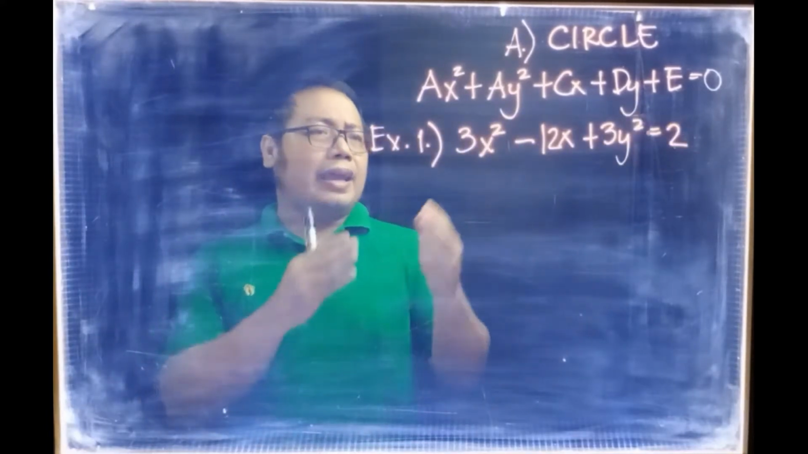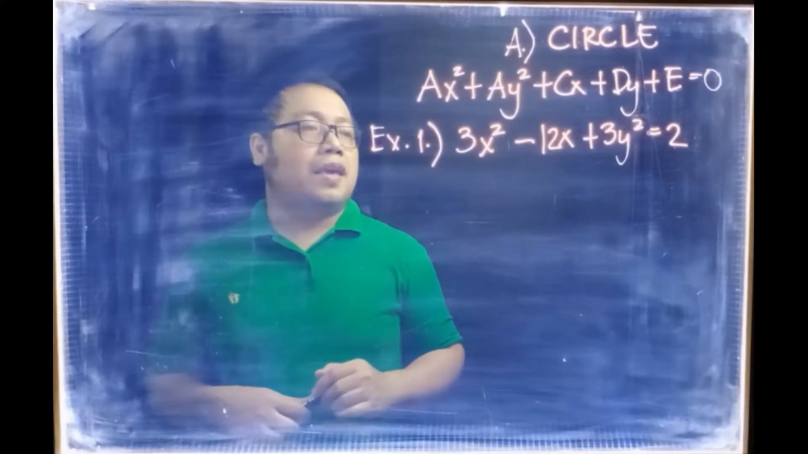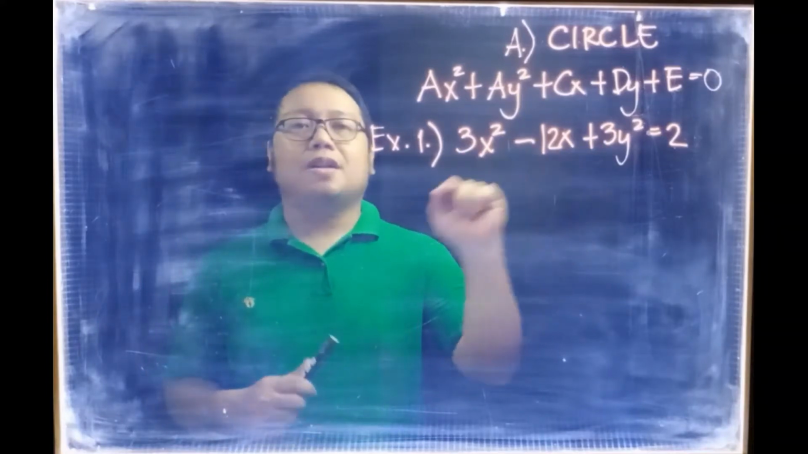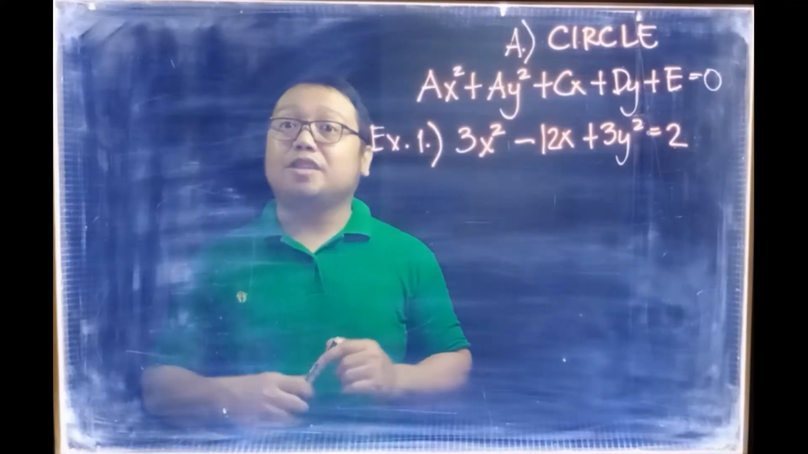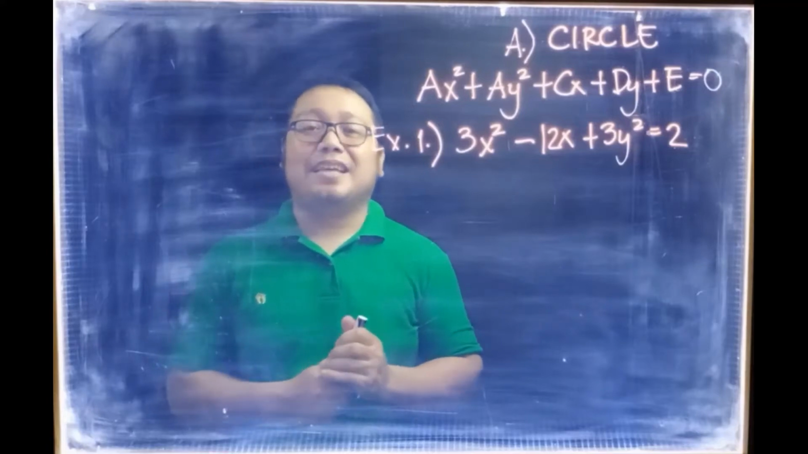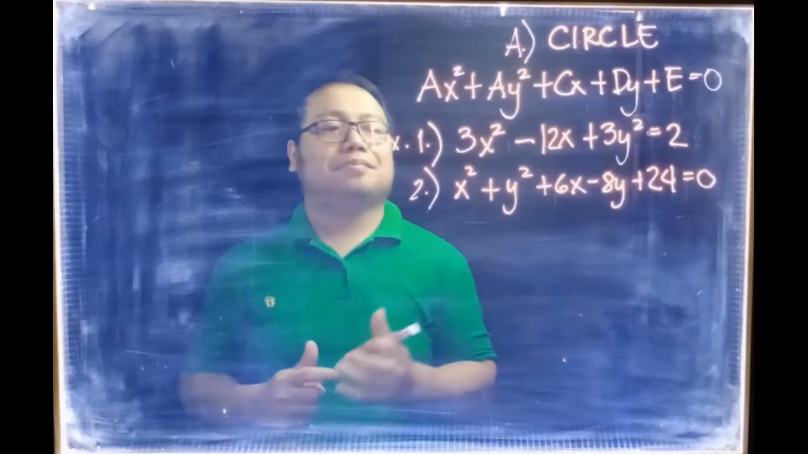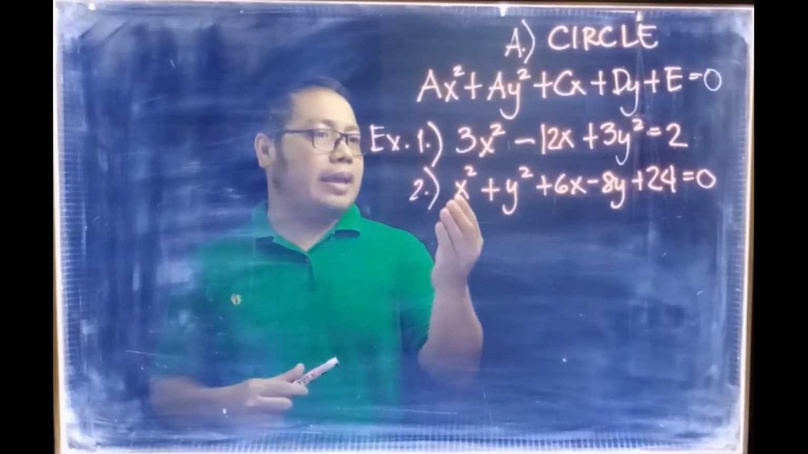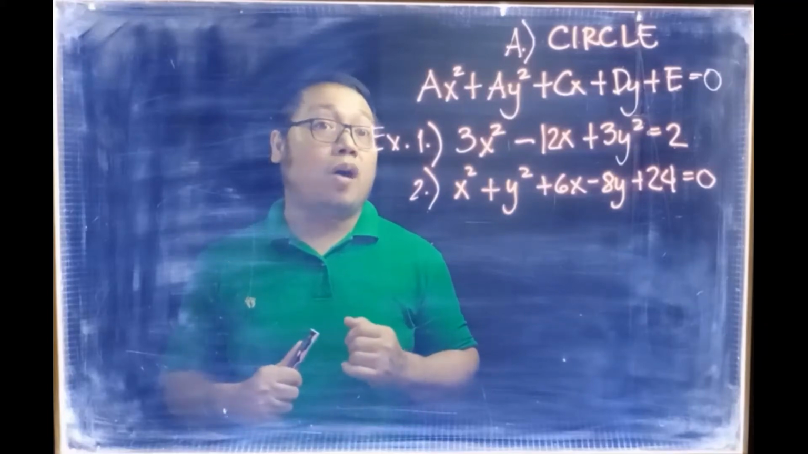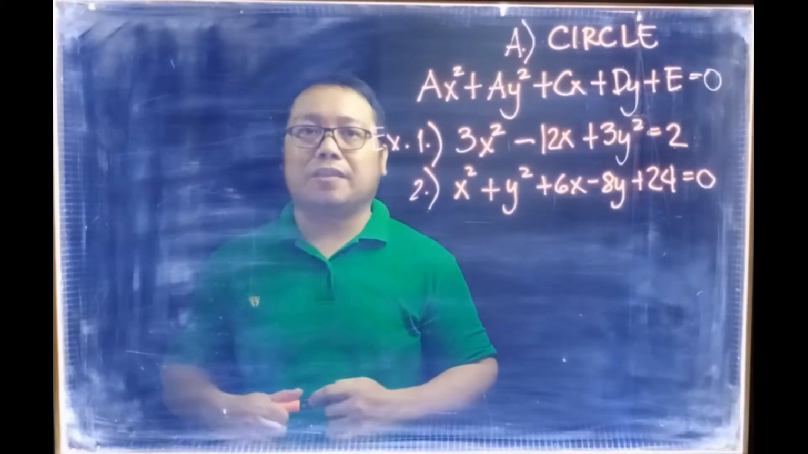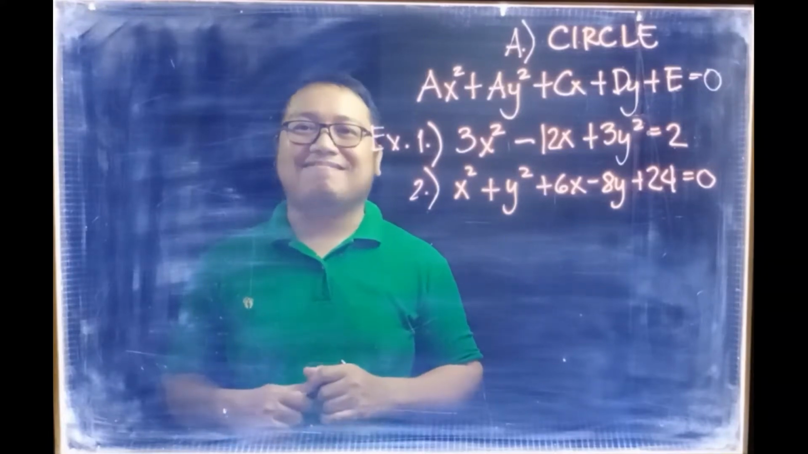Notice that x squared and y squared have the same coefficients. They are both positive 3. That information is all you need to recognize that you're working with a circle. Let's take another example. Take a look at your x squared and y squared. They have the same coefficient, 1, and the same sign, positive, meaning this equation is a circle.